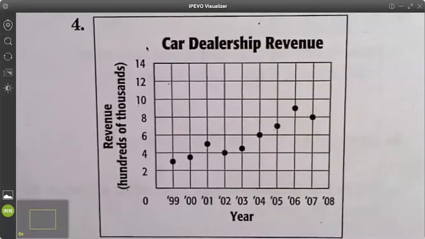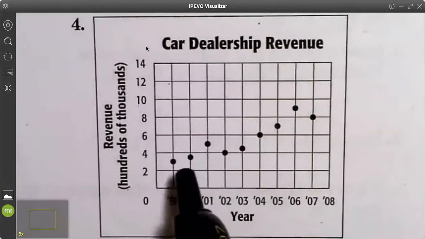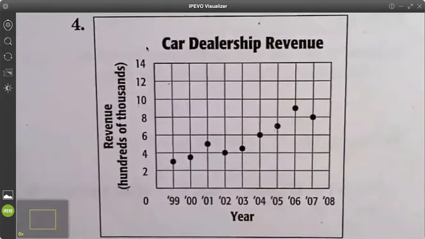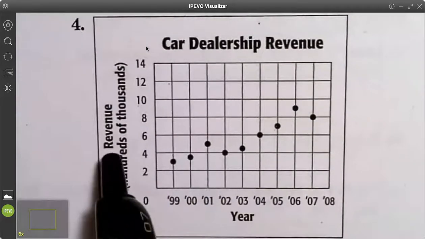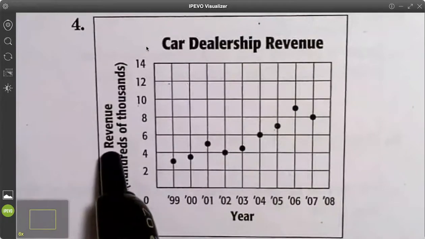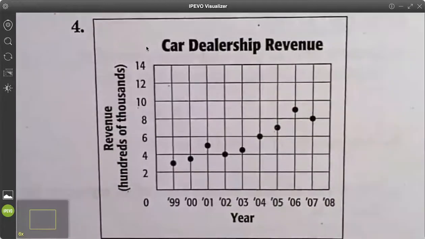Think about number 4. Number 4 is a positive correlation. As time goes on, car dealerships are making more money. The reason for that could be population increases, so more people are buying vehicles, or as time goes on, inflation increases, which makes the cost of cars go up, and so the amount of revenue a car dealership gets goes up, but it's probably a combination of both of those.